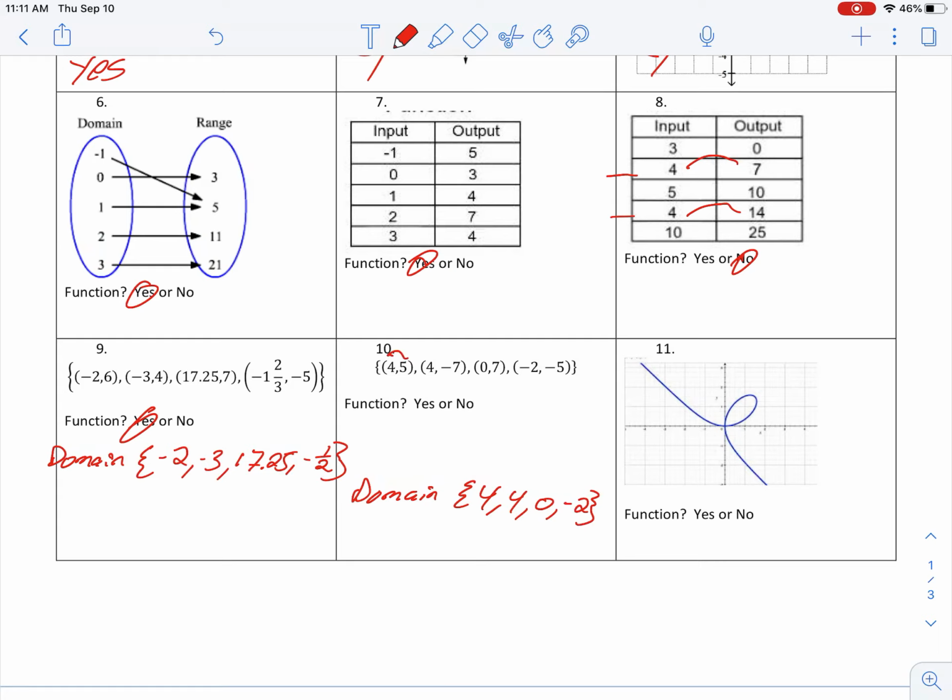Now I have to see where that 4 and 4 is going. 4 is going to 5, and 4 is going to -7. Because those are going to two different locations for the output, that cannot happen. That is a no then.